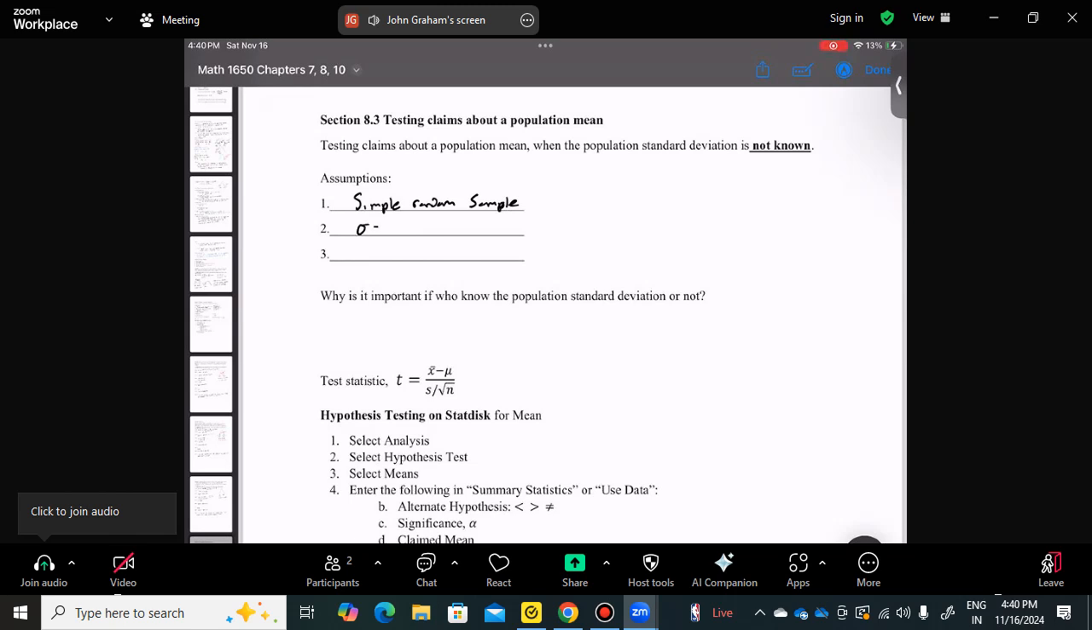So we know that we don't know the population standard deviation. We'll start with that. And then we have a normal population for n greater than 30. It's important to know if we know the population standard deviation or not.